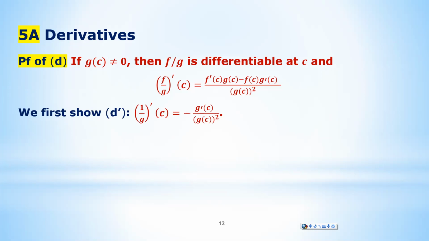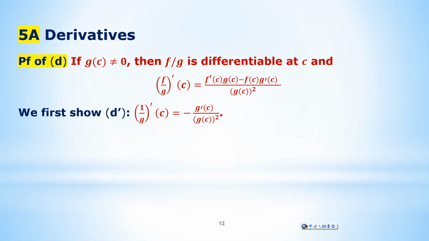That means replacing the function f by just the constant function 1. So you plug in 1 for f there. You can see the derivative of 1 equals 0. Therefore, the right side becomes minus g prime c over g(c) squared. The left side is the derivative of 1 over g.